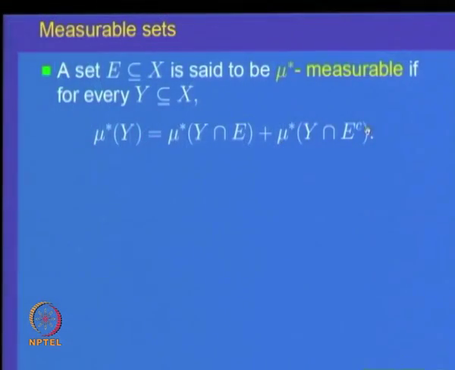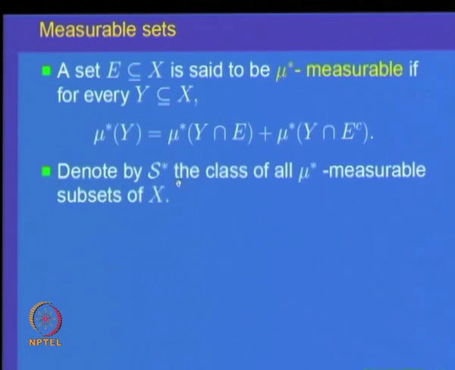So, let us recall what we have been doing. Properties of measurable sets we were looking at. Let us just recall what is an outer measurable set. A subset E of X was said to be outer measurable or mu star measurable if mu star of any set Y can be written as mu star of Y intersection E plus mu star of Y intersection E complement. This condition must be satisfied for every subset Y of X.